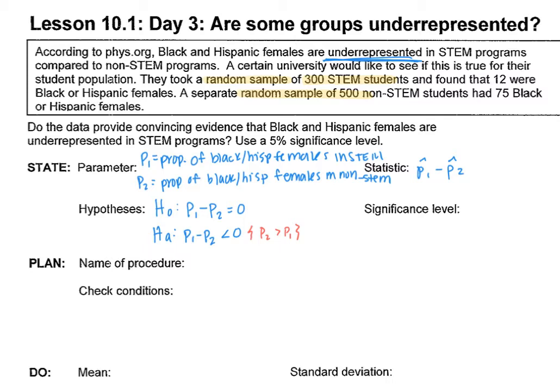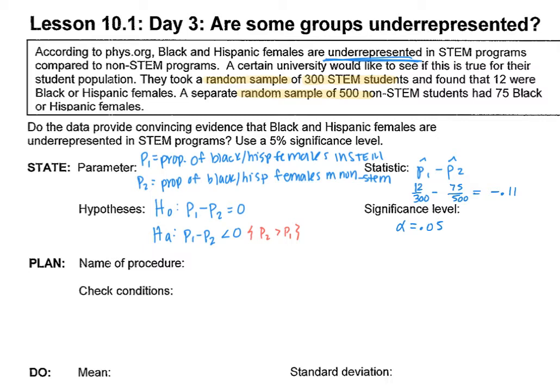So P hat 1 is 12 out of 300, and P hat 2 was 75 out of 500. And when you calculate that, you get negative 0.11. So just by looking at our statistic, there's some evidence to suspect that this website is correct and that it holds true for this university. But we're going to do a significance test to see if we have convincing evidence. Right now we have some evidence to support this. Let's use 0.05 as our significance level.